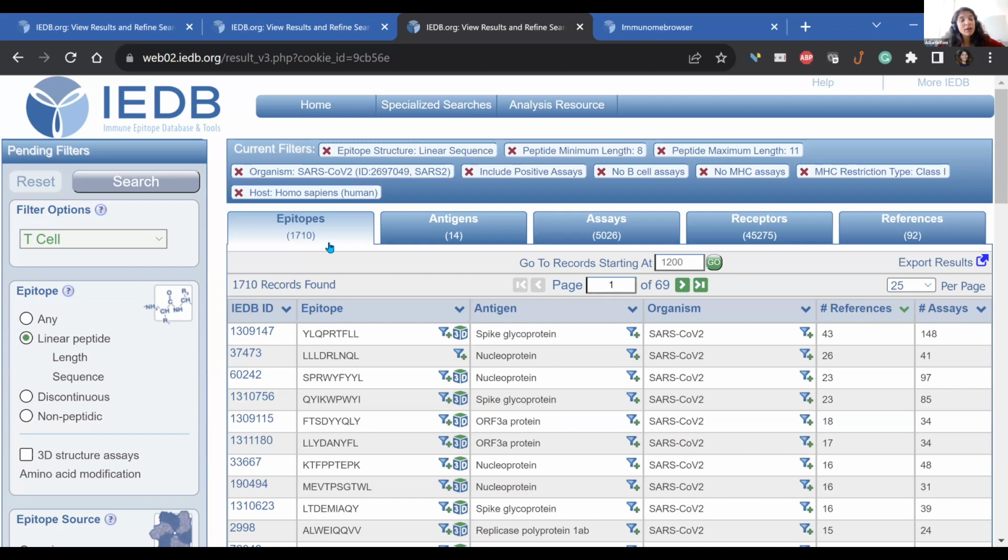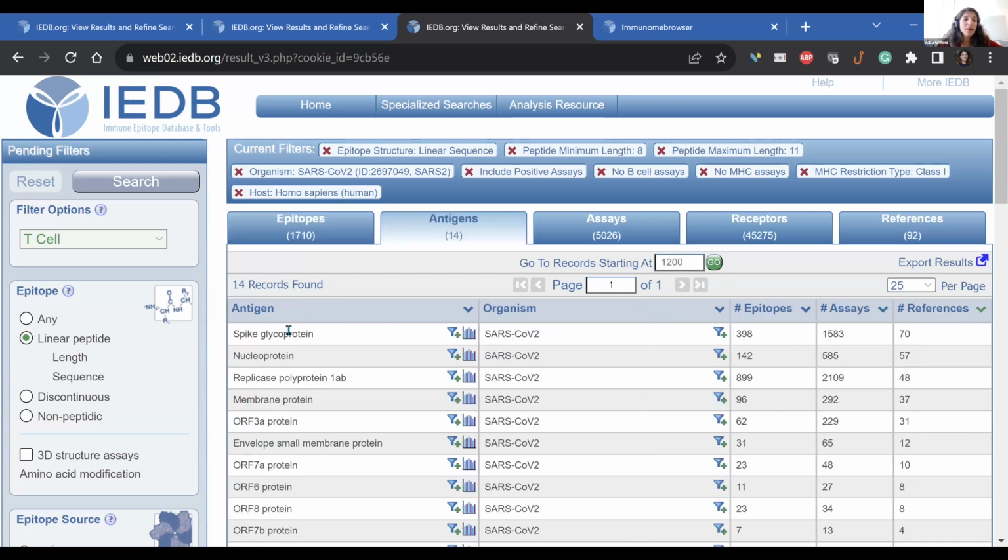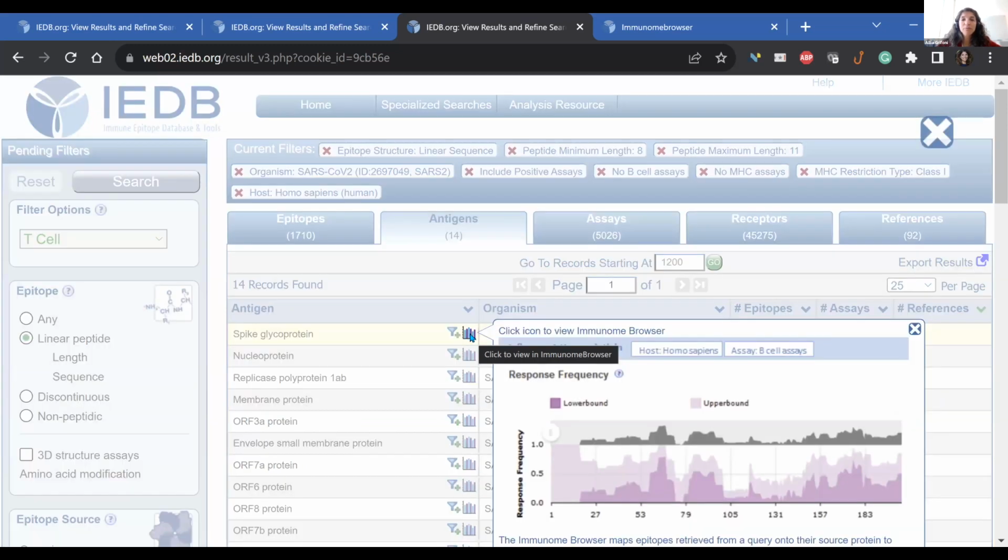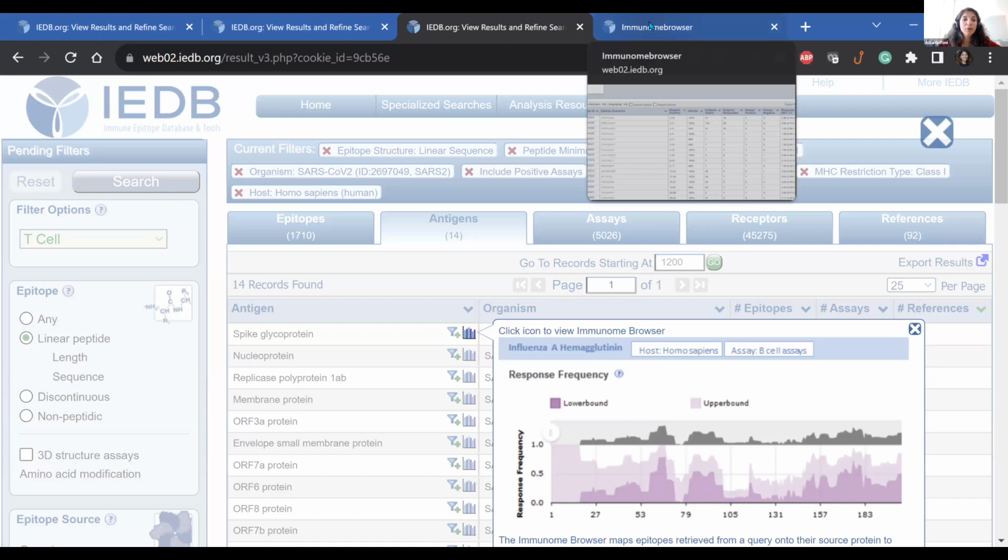So what about the sequence identity that I've been showing you before? You can get that information by looking into the antigen tab. Here you're going to have your epitopes divided depending on the protein of origin, and by clicking on this icon, we're going to be able to see that in ImmunomeBrowser. What happens if we look in the ImmunomeBrowser?